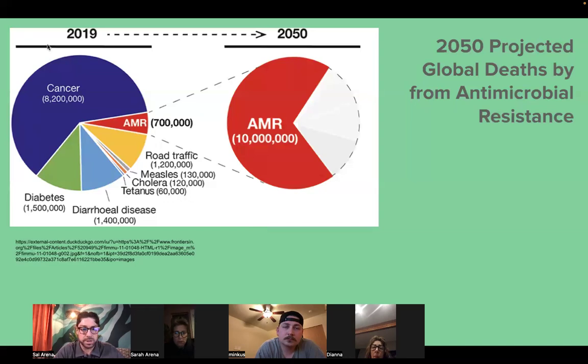As you can see, in 2019, AMR, or antimicrobial resistance deaths, were about 700,000 globally. By 2050, it's projected to surpass cancer and be 10 million a year. So, a real problem that we need to probably take a look at before 2050.